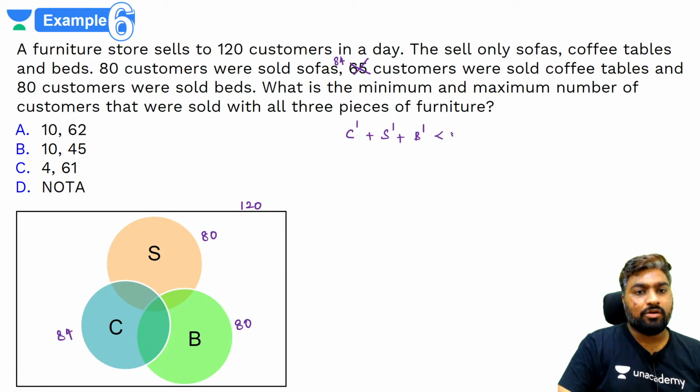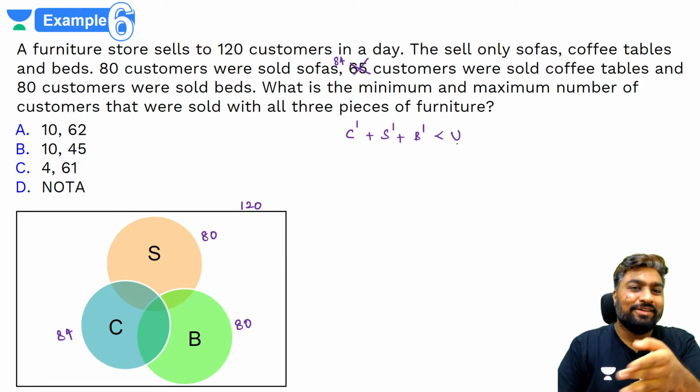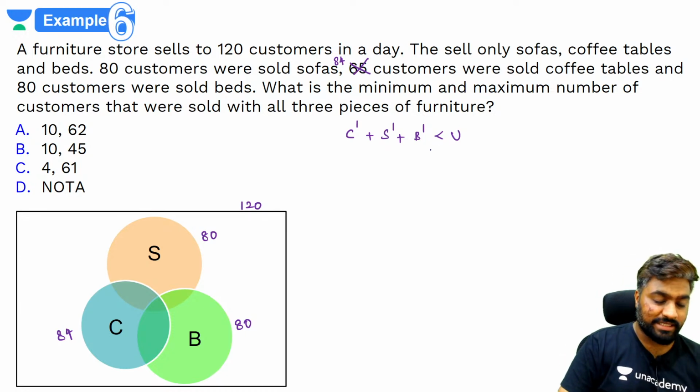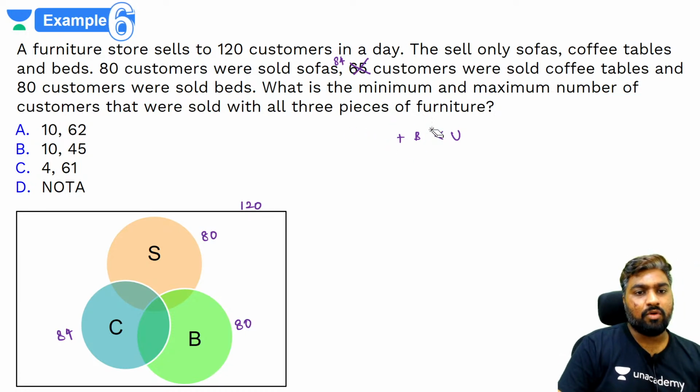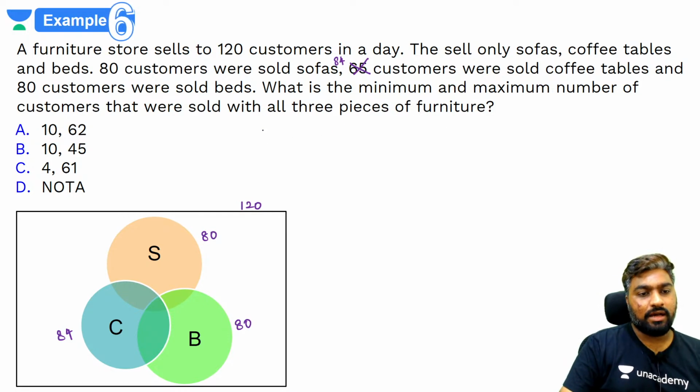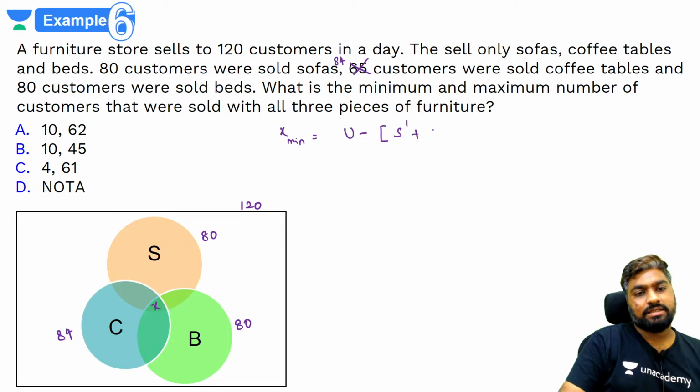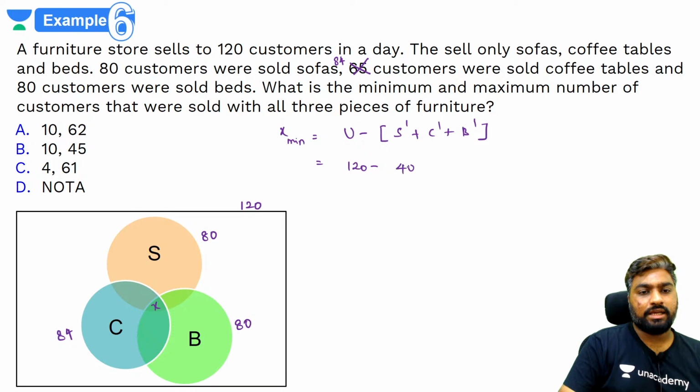It should always be the other way around. All of these should fit in the universal set, not the other way around. Please understand that, okay? So what happens now if we go for the union? If we want x to be minimum, it's going to be universal set minus (S' plus C' plus B'), which is what? Universal is 120 minus: 120 minus 80, that's 40, plus 120 minus 84, that is 36, plus 120 minus 80, 40 again.